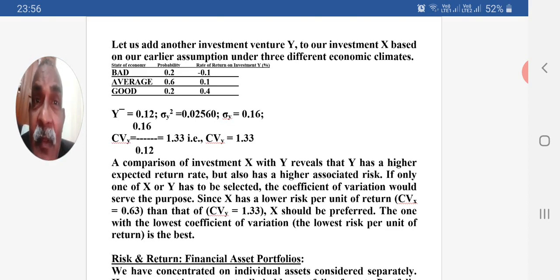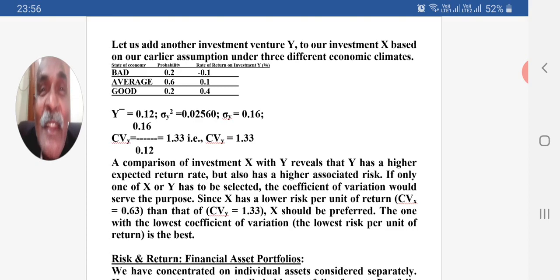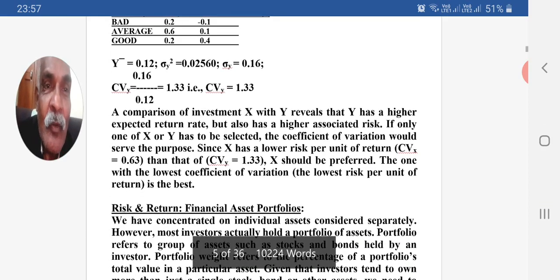Because each and every investor wants lesser risk. So when we consider lesser risk, then X is the best investment because here the risk is lower. So X has a lower risk per unit of return, so X should be preferred. The one with the lower coefficient of variance is the best one. Is that clear?